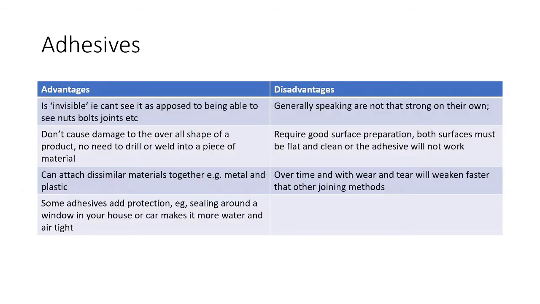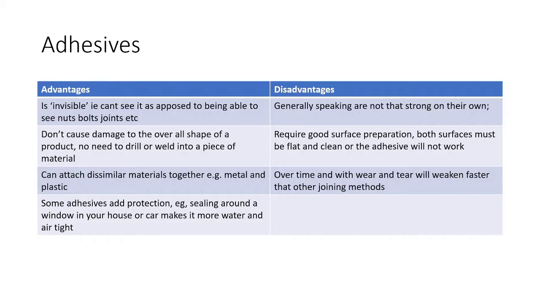So, first thing, adhesives. There are advantages and disadvantages. The main advantage being that it's invisible, so you actually can't see the joint, so you don't see nuts and bolts or anything like that sticking out, so it can be quite aesthetically pleasing. They don't cause any damage to the original shape. You've not got to drill into something, you've not got to weld it or anything like that. It will let you attach dissimilar materials together, so you can do metal to glass, metal to plastic, plastic to wood, that type of thing.